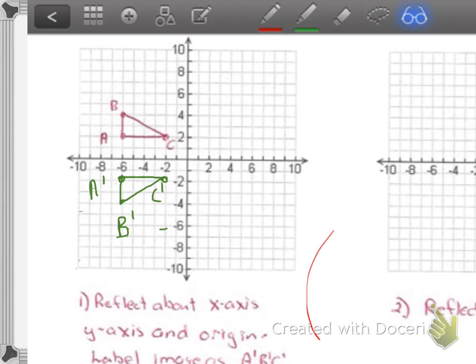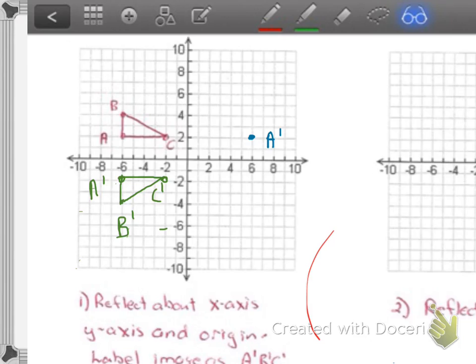Okay, now we're going to reflect this guy about the y-axis. To do that, we just keep the y's the same, but change the x's to their opposites. So I see that A in the original is at negative 6, positive 2. Now it's going to be at positive 6, positive 2.